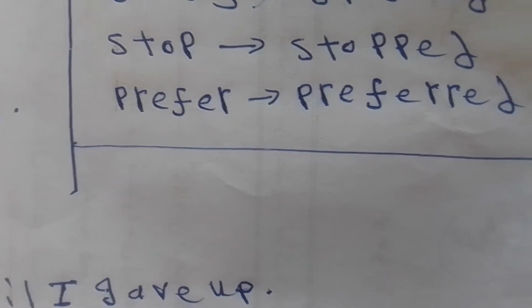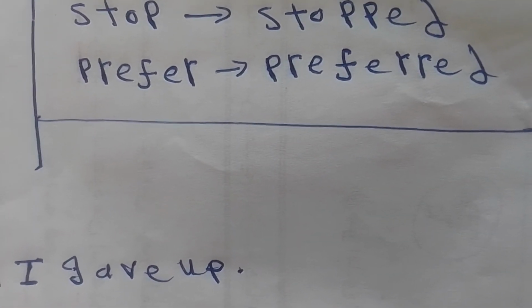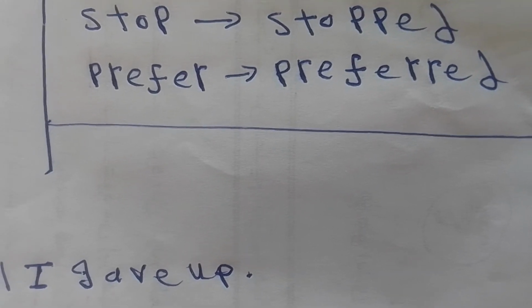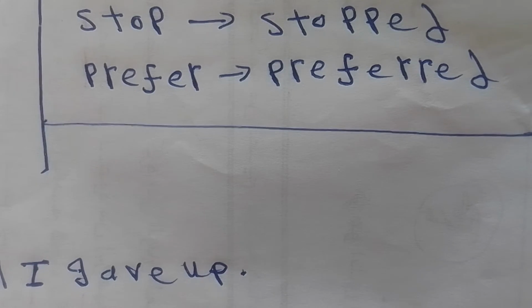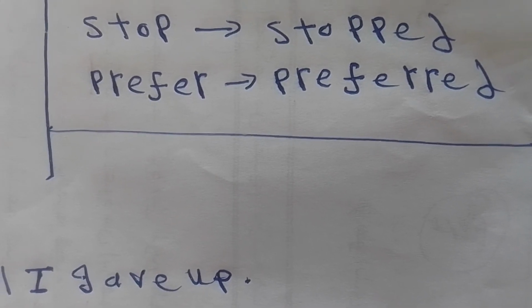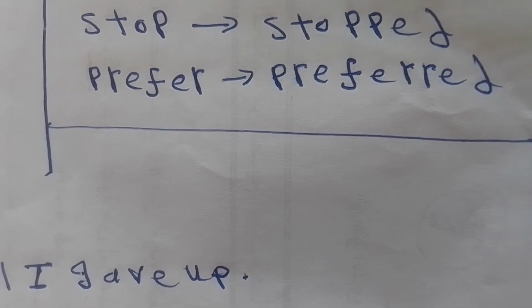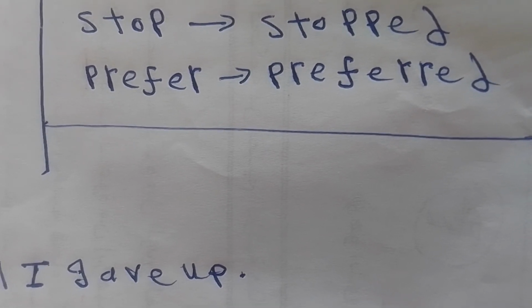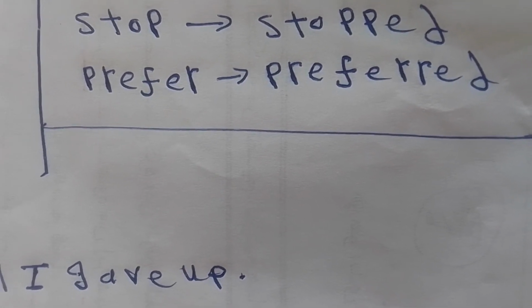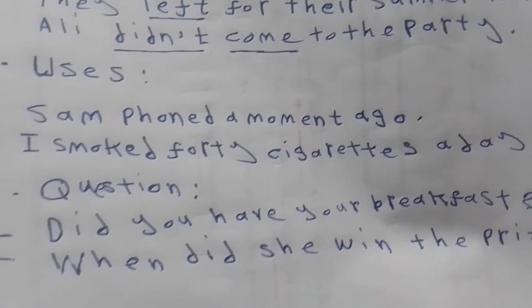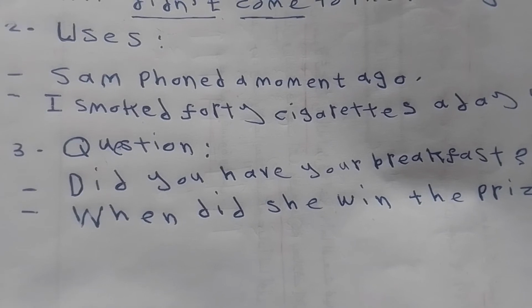Stop, stopped. How about the verb prefer? Prefer is a verb with two syllables. The second syllable is stressed. So we double the r because it occurs in a stressed syllable. Prefer, preferred. Let's move on to the second point for today.